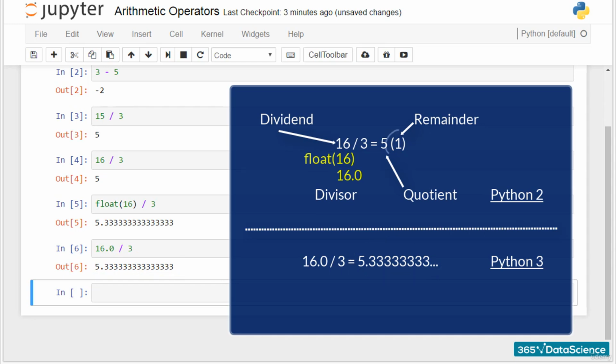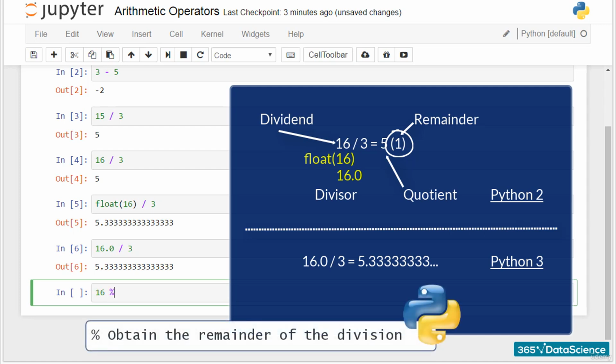Now, let's obtain the remainder of the division of 16 by 3. How can we make Python produce 1 as an output in this cell? The operator that can help us is the percentage sign. I'll type 16 % 3, and when I execute the command, I will obtain the remainder. The answer we received is 1. Good.